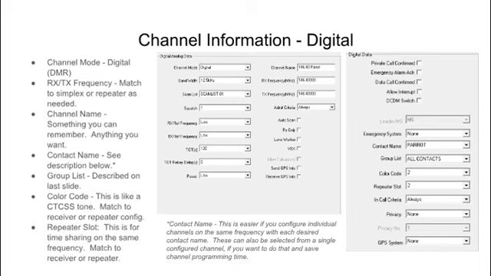Color code. This is like a CTCSS tone. Match to receiver or repeater config. Repeater slot. This is for time sharing on the same frequency. Match to receiver or repeater.